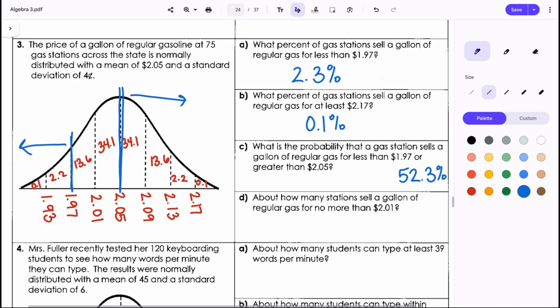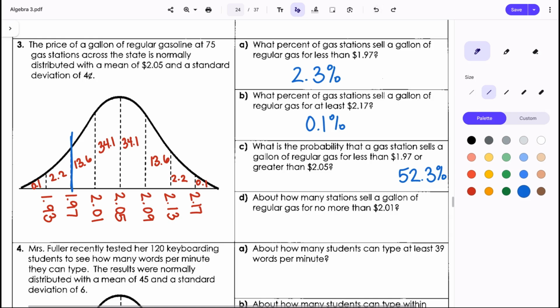The other thing you could do, guys, if you understand that there's 100% of the data in here, you could take 100 and subtract the two that you're not using. Like I'm not using this 34.1 and 13.6. So if I take 100 and I subtract those, I should still be at 52.3%. So that would just be another way you could approach that problem.